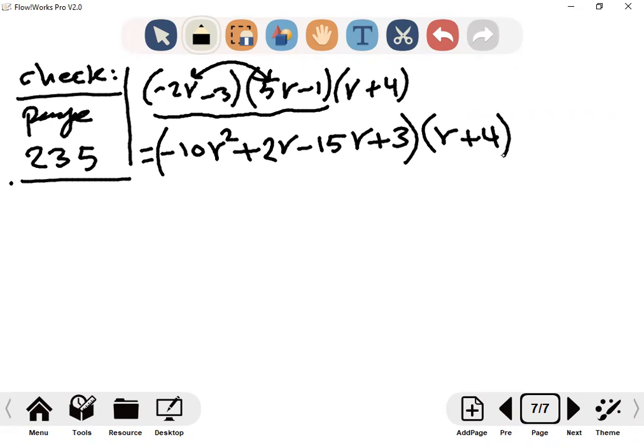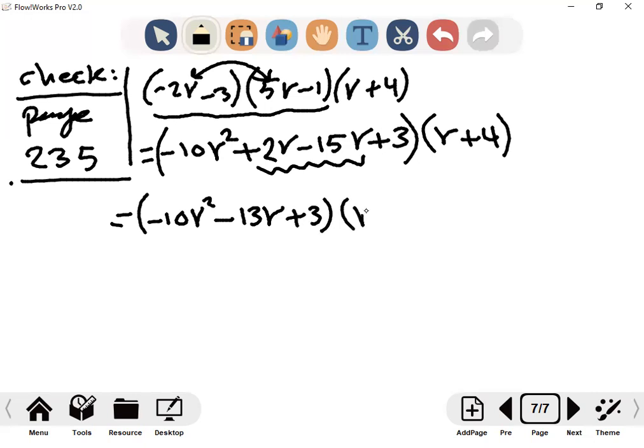I make parentheses and bring down the third one with them. But here I have like terms. Yesterday we said the like terms, you can add or subtract them. So combine them: negative 10r power 2 plus 2r minus 15r plus 3, all multiplied by r plus 4. Now I'll repeat the process. Negative 10r power 2 multiply r, negative 10r power 3. Now negative 10r power 2 multiply 4, negative 40r power 2.